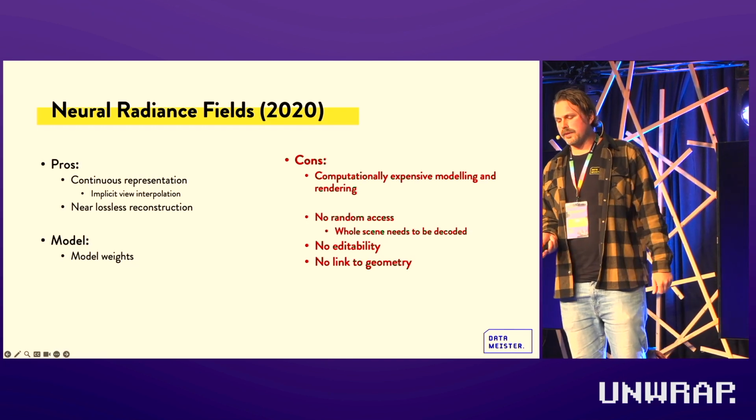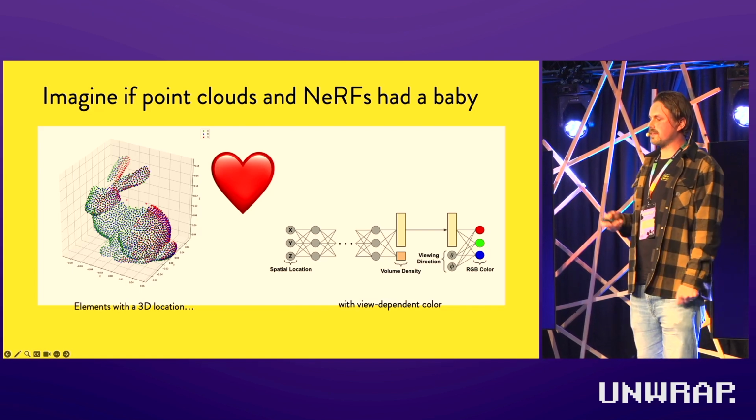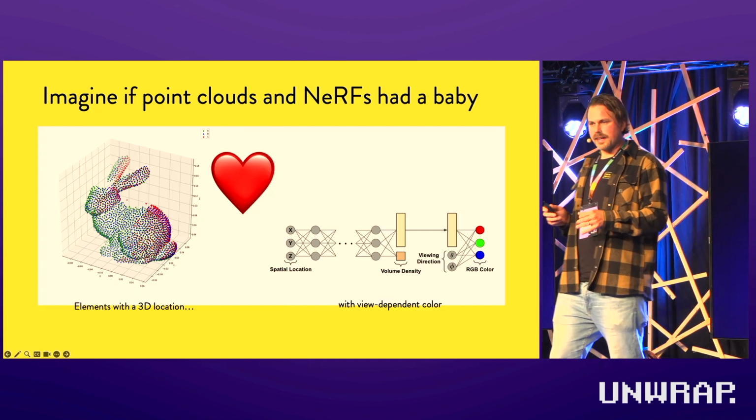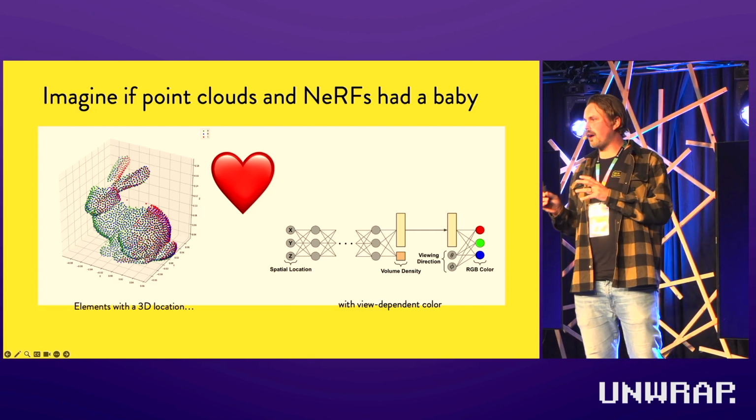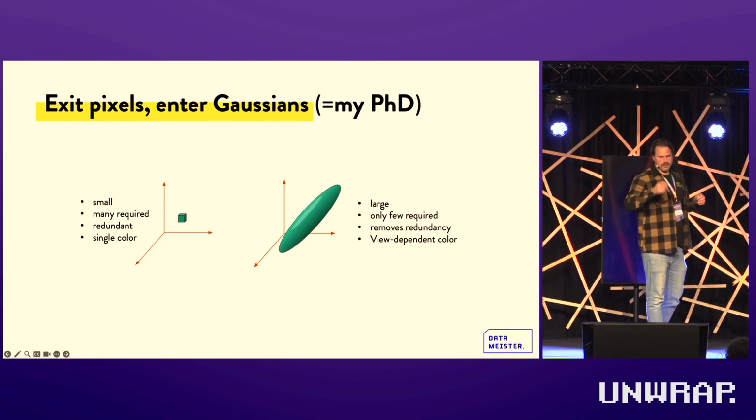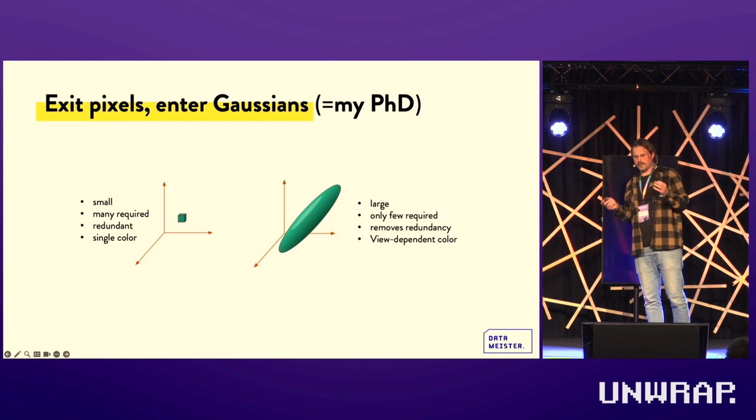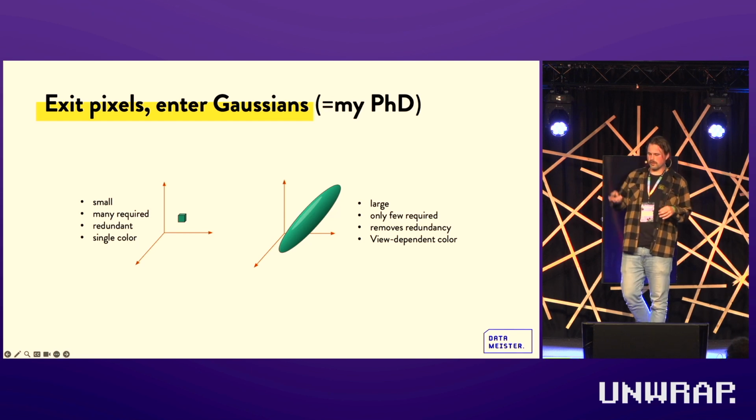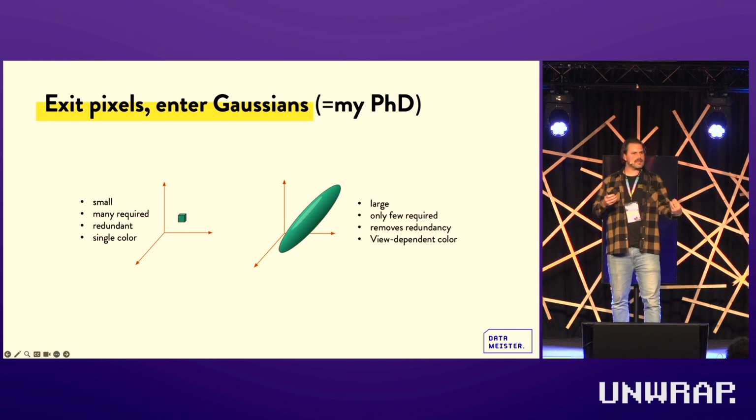You want more of a link to the geometry without actually having a geometry. So imagine if point clouds and NeRFs had a baby. It has elements that have a 3D location, but those elements change color depending on how you look at it. So basically, pixels or points or whatever, these small elements that we are used to having, like in a point cloud, they're small. You need a ton of them. They're redundant. They only have one color. And let's go towards these Gaussian blobs. They are large. They have a spatial extent. They represent a color, and the color changes depending on how you look at it.